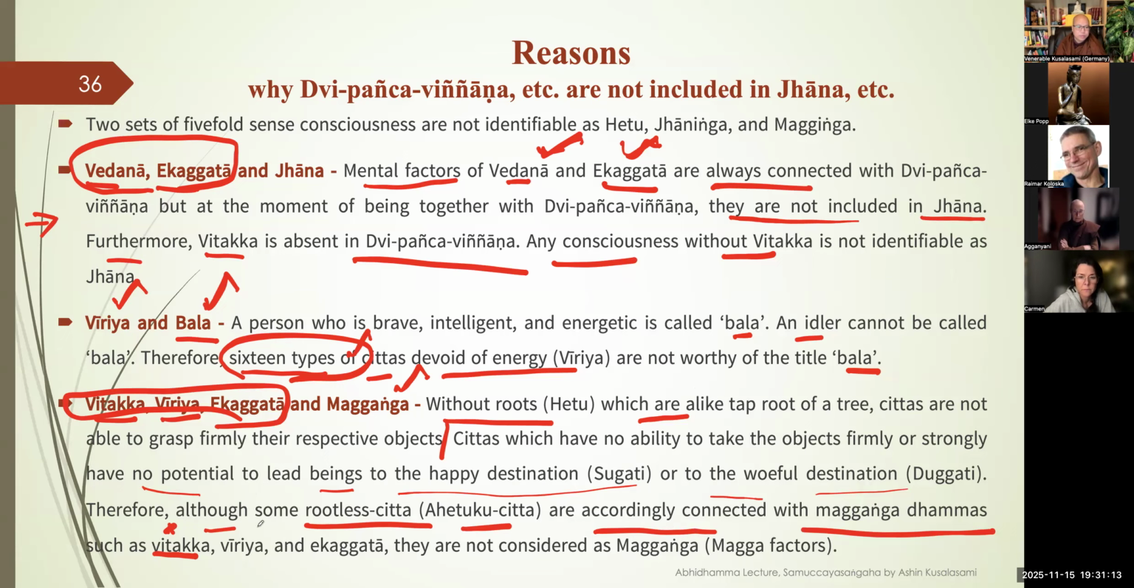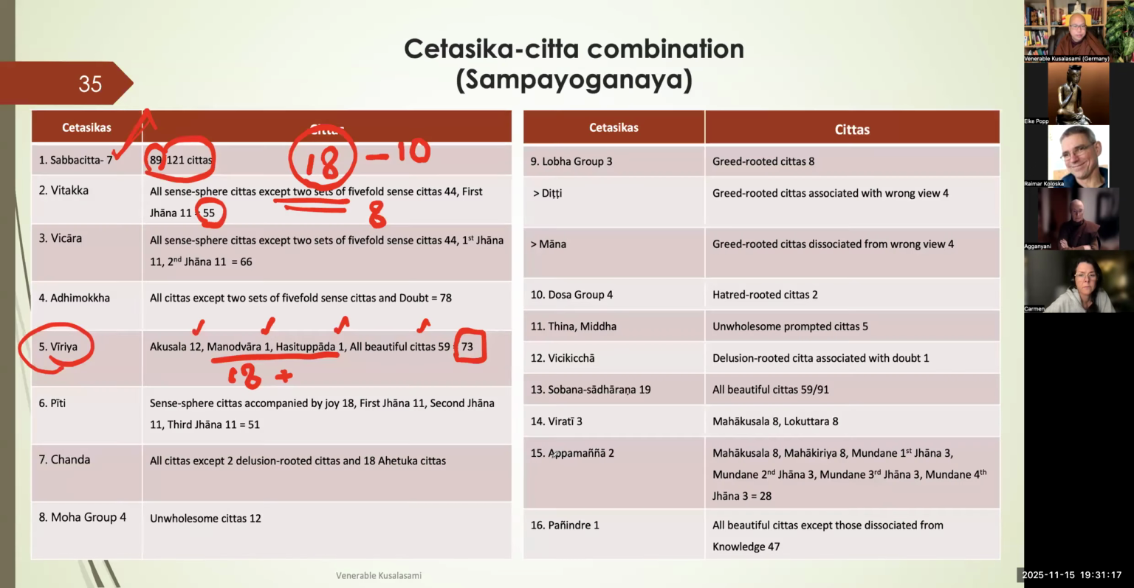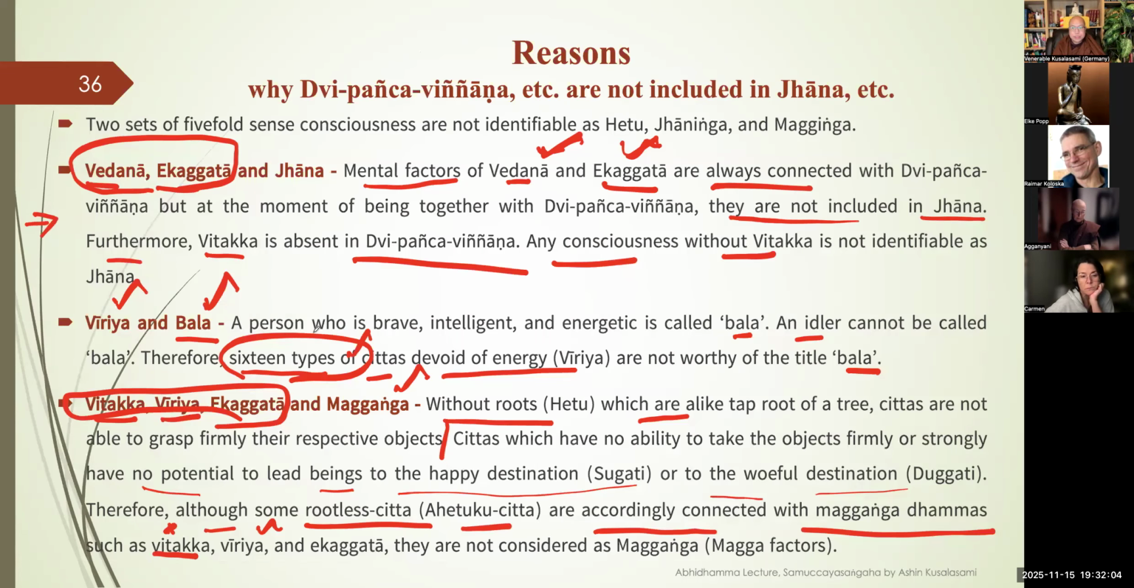Okay. And Viriya too. 73 kinds of consciousness. You can look at here. 73. So among the 18 rootless consciousness, only 2 are connected with the Viriya. So even though Manodvara, Vajjana, and Hasituppada are connected with the Viriya, they are not included in the Maganga. Why? The reason is they don't have a root. So without root, that consciousness is not able to lead beings to the happy and woeful destinations. So that is the reason. I hope you get that.